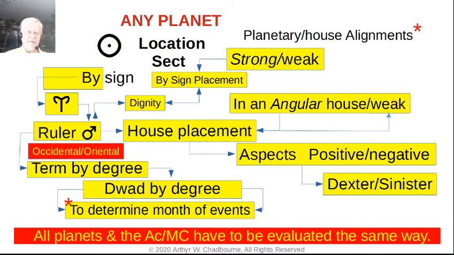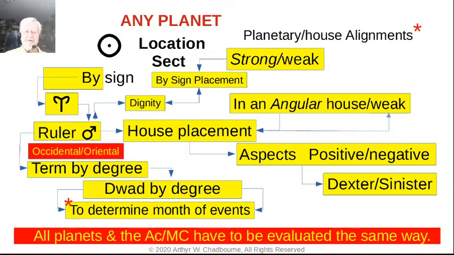Today we're going to cover the DWADS by degree, so you'll get a look at that. And then we need to see what month those DWADS indicate, and I'll show you that. And of course, you need to look at the ascendant and MC. The planets that rule those two points need to be looked at in the same way, so you understand exactly what's going on.